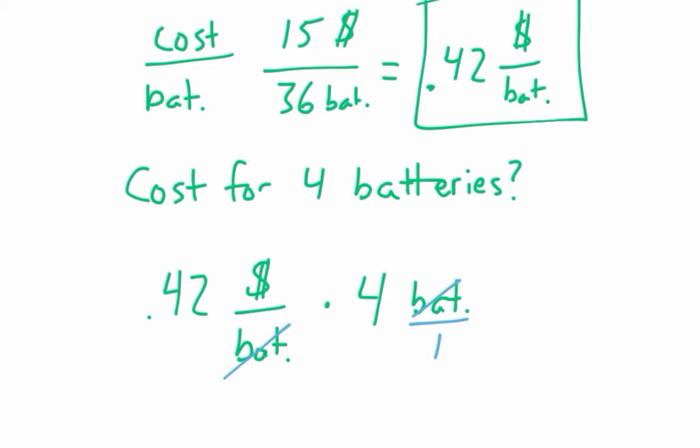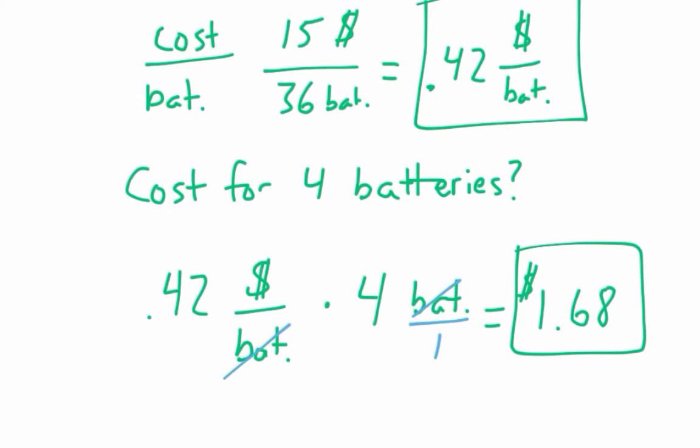You can cancel out, it's like numbers in the numerator and denominator, you cancel out units in the numerator and denominator. So I'm left with, well, the math is going to end up being $1.68. So 1.68. And then the only units that are left are dollars. So it's going to be $1.68 for 4 batteries. Does that seem to make sense?